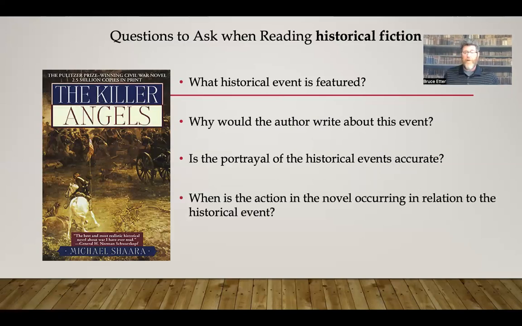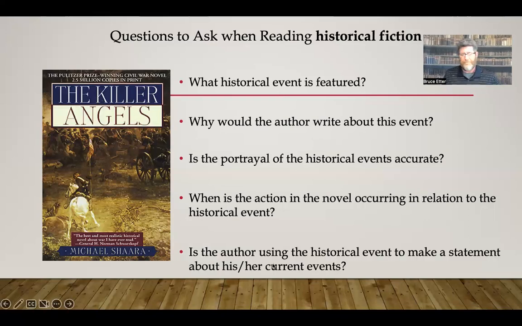When is the action of the novel occurring in relation to the events? This is huge. Now, if the author is living 10 years after the events, wow, that's a different perspective. If the author is living 500 years after the events that are being portrayed in the novel, good to know. I mean, that author is going to have a very different understanding of those events. And once again, what's the agenda? Is there something going on?